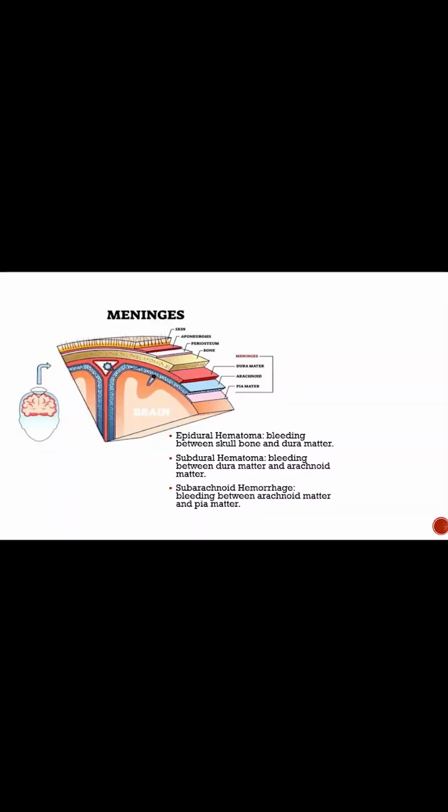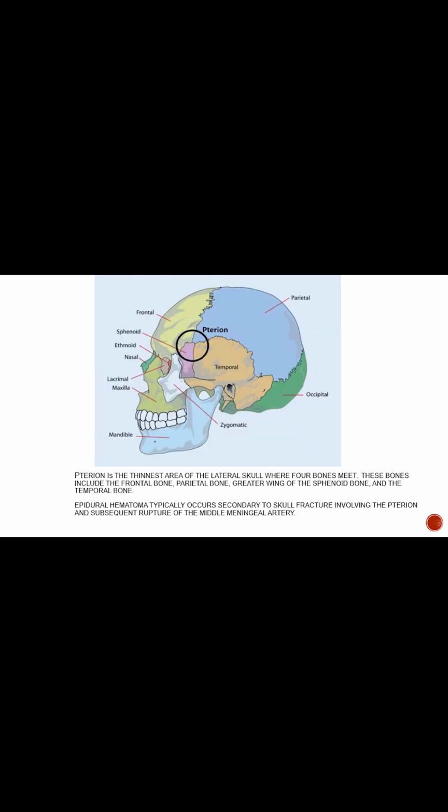Now, an epidural hematoma occurs when there is bleeding between the skull bone and the dura mater. An epidural hematoma typically occurs secondary to skull fracture involving the terion and subsequent rupture of the middle meningeal artery. Now, what is terion? Terion is an area located on the side of the bony skull in the temporal region where four bones meet, and these bones include the frontal bone, the parietal bone, the greater wing of the sphenoid bone, and the temporal bone.